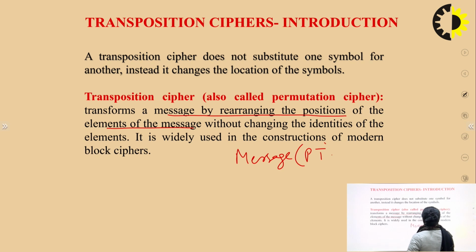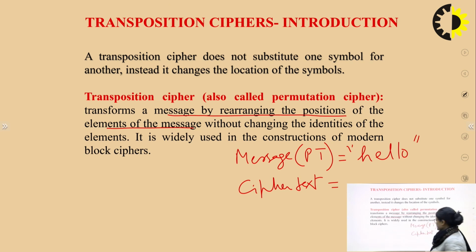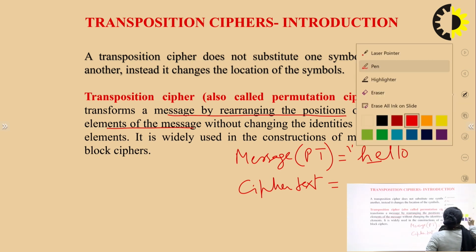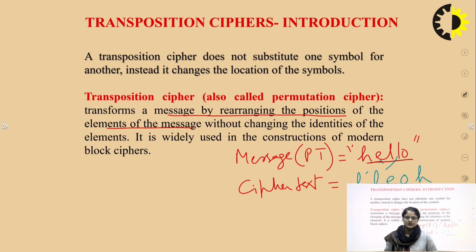For example, we have a message, which we also call plain text. Say this is our message. Then the ciphertext, if we are using the transposition cipher algorithm, will not have these letters substituted by some other letters. We'll just rearrange the position of the letters, or the symbols, in that message. For example, the new set of letters will be L, L, E, O, H. If you compare these two, the letters are still remaining. The only thing is we have rearranged the position of the letters in the plain text. That is what transposition cipher does.